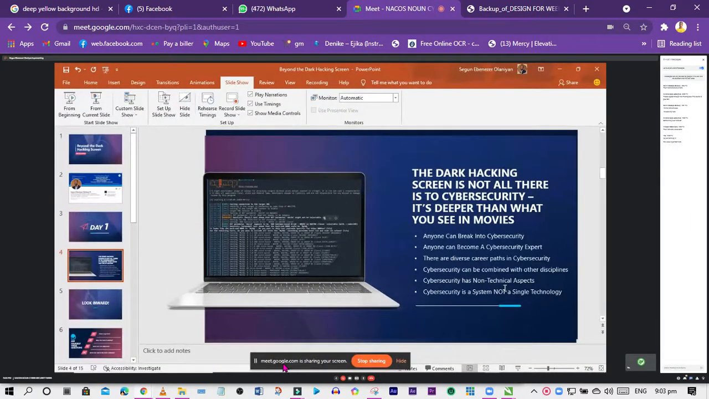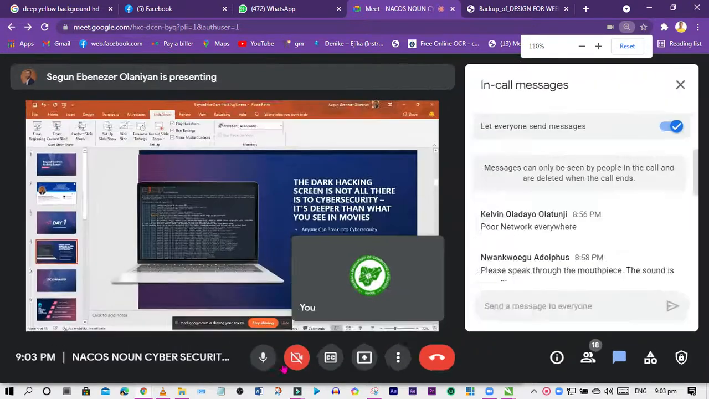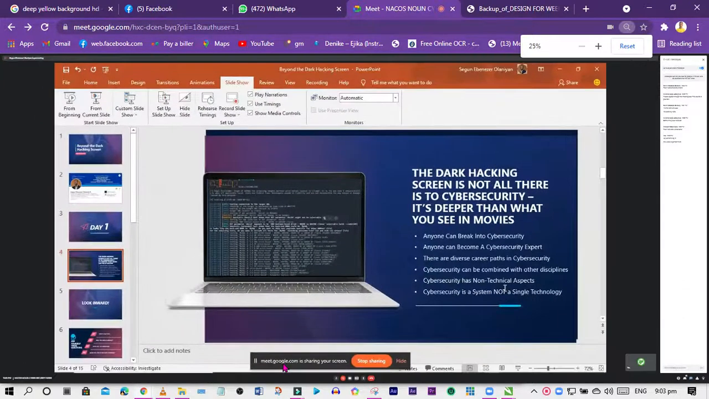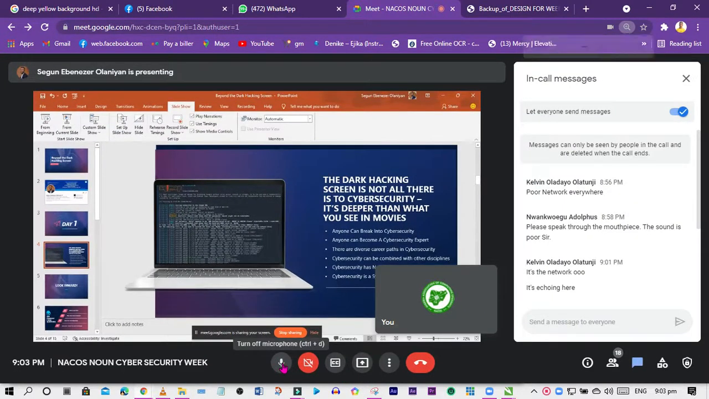These things are still cybersecurity. They are paths in cybersecurity. So cybersecurity can be combined with any discipline at all to achieve the cybersecurity goal, which we'll be talking about later. The cybersecurity goal.